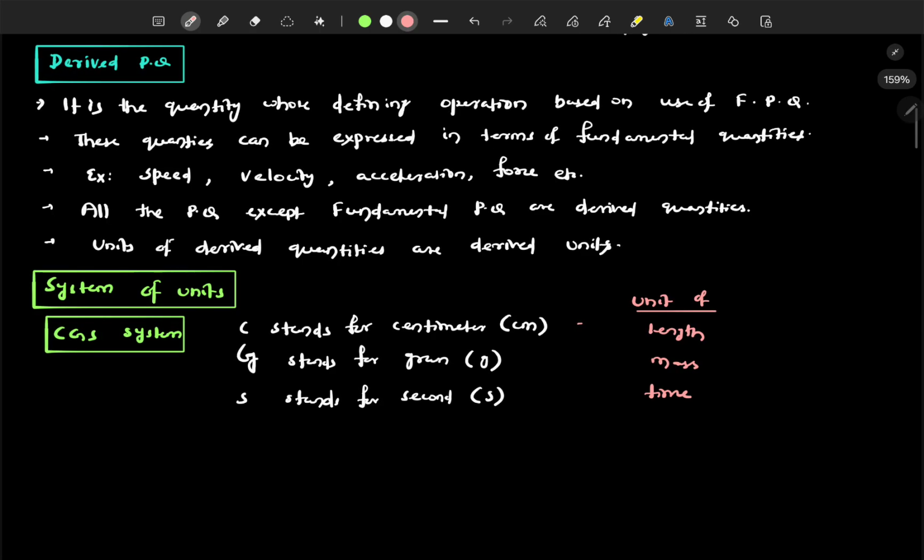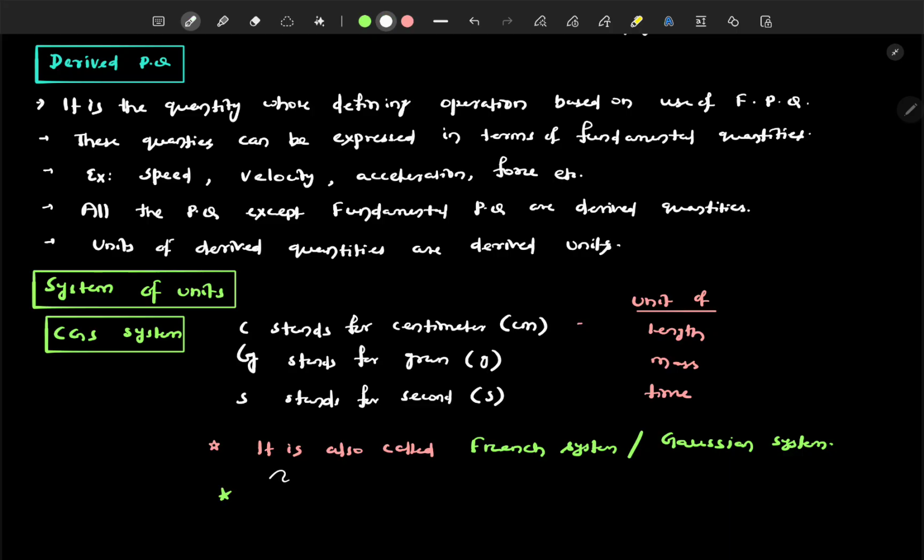Next, one important point: it is also called the French system or Gaussian system. So you can mention it is also called the French system, or the Gaussian system of unit. And also remember, it is a metric system. That means we can convert in terms of multiples of 10.